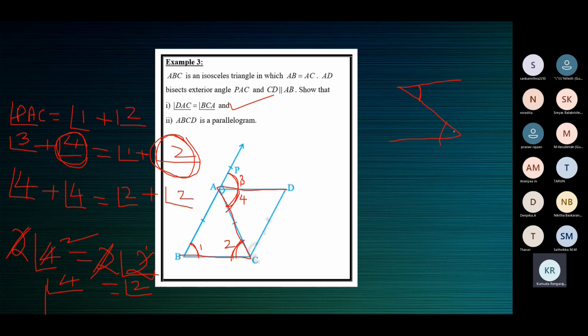So if this angle is equal to this angle, alternate interior angles are equal. That means these two lines are parallel. When a pair of alternate interior angles are equal, the lines are parallel. The concerned lines are parallel.